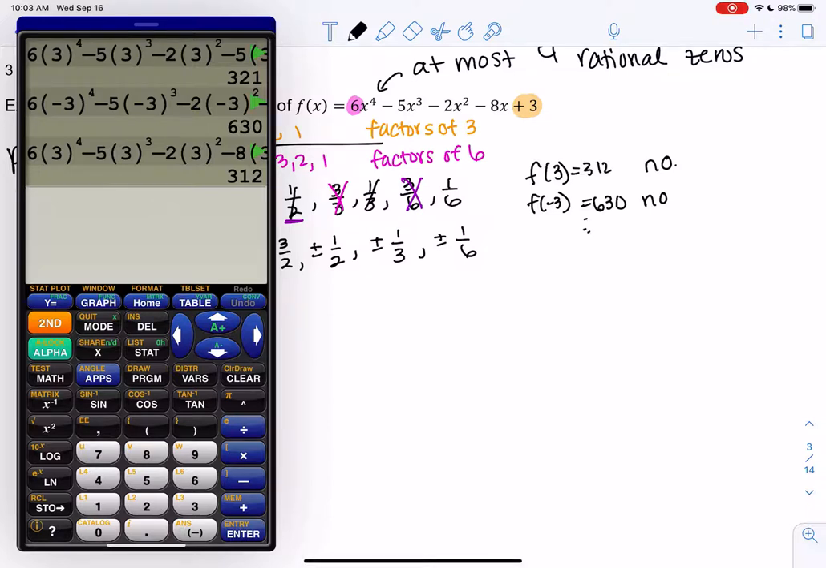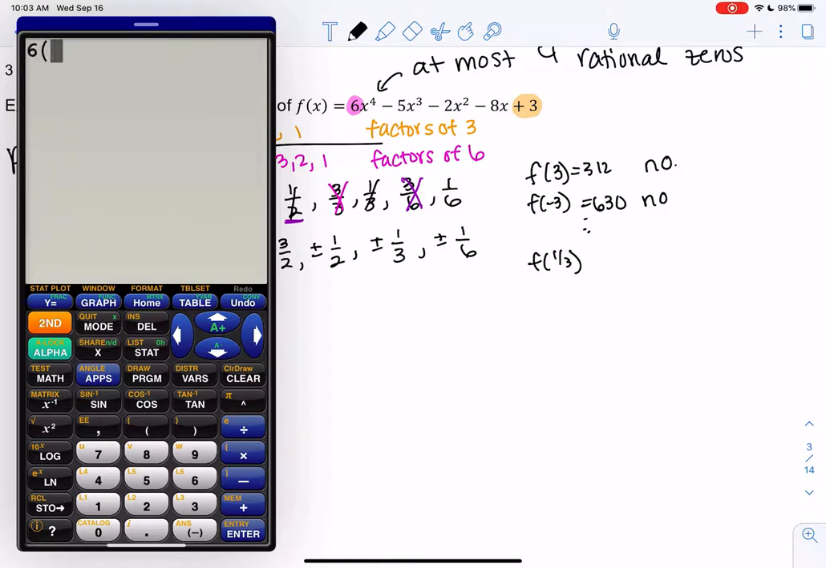All right, and then you could plug a bunch in. I'm going to jump ahead because I know which ones work. So let's try 1/3. So 6 times 1/3 to the 4th minus 5 times 1/3 cubed minus 2 times 1/3 squared. Sometimes you get lucky and find the 0 right away. Other times it takes a while. And then plus 3. Yay, 1/3 is a 0.